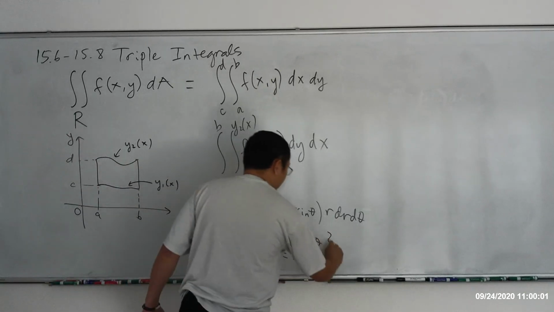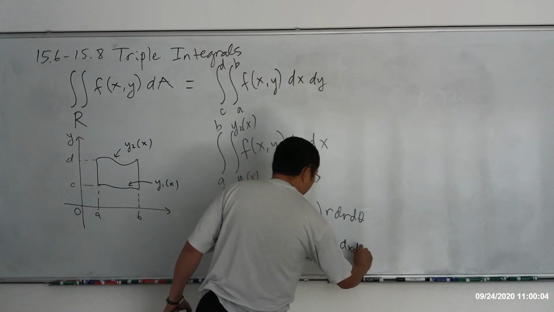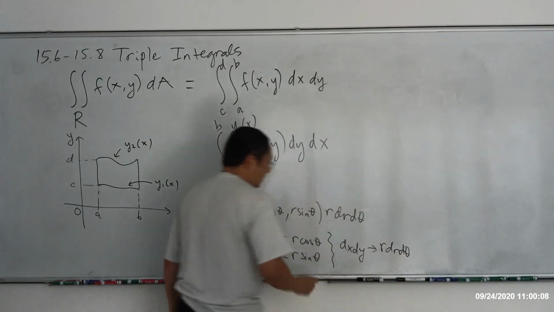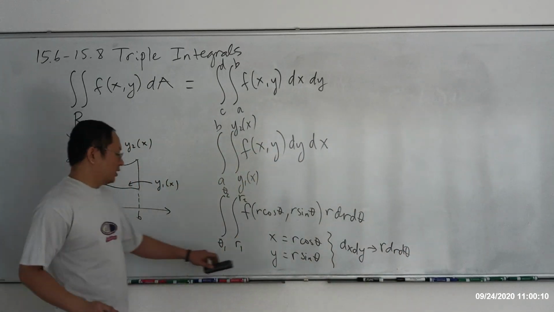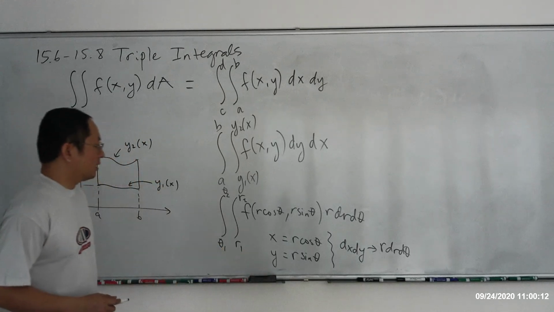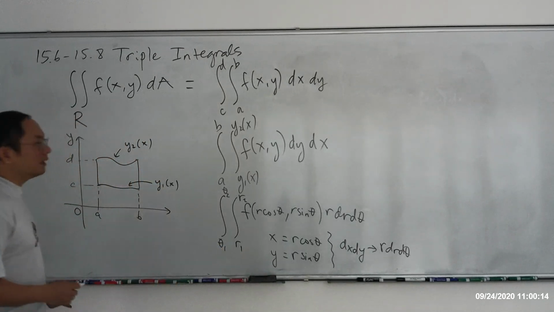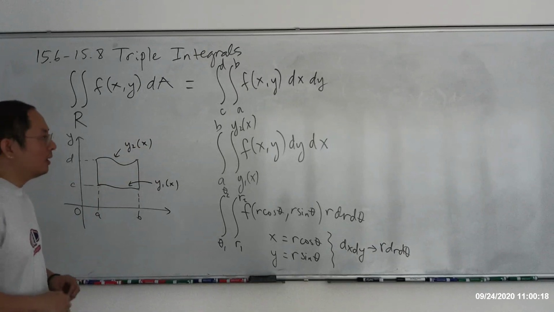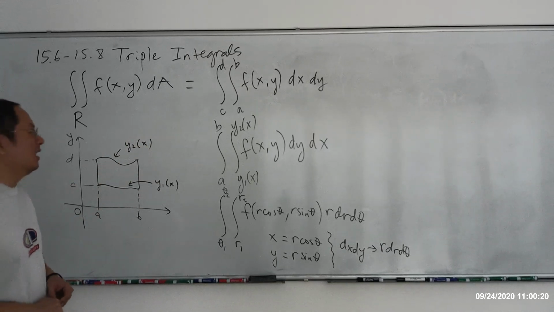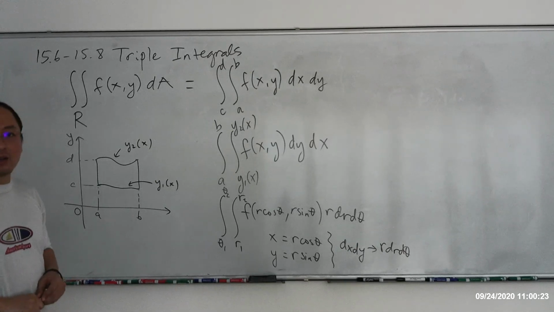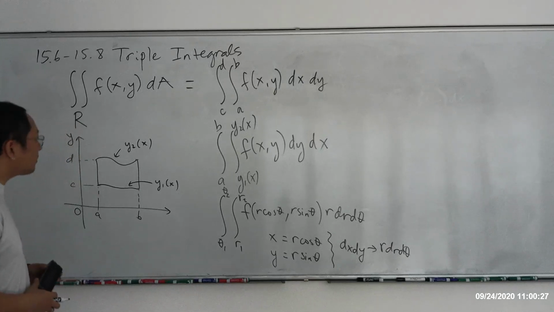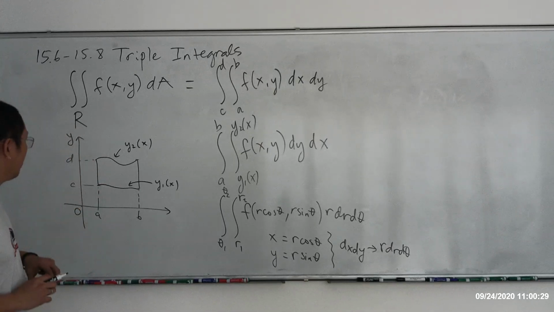And dx dy will be changed to r dr d theta. There's actually a formula called the Jacobian determinant. At the end of the video clip today, hopefully, if I remember, I'll give you the formula. It's not covered in our course, okay? It's in, I think, 15.9. You can read it for yourself. But hopefully, at the end of everything, I'm going to give you the formula.